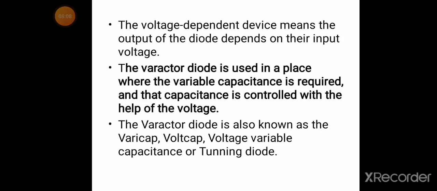The varactor diode is also known as the varicap, voltcap, voltage variable capacitance, or tuning diode.